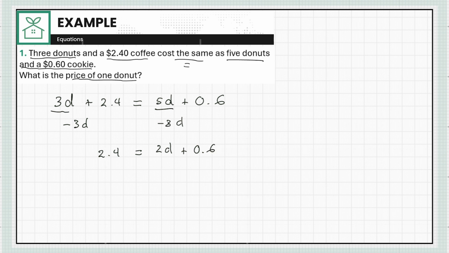All we have to do now is get rid of that 0.6, that additional term. So let's take away 0.6 from both sides. And we're left with 1.8 is equal to 2d. That means that d will be equal to 1.8 divided by 2, which is going to be 0.9, which is equal to $0.90, or 90 cents per donut.